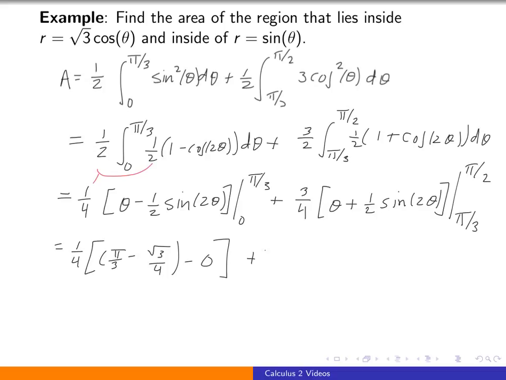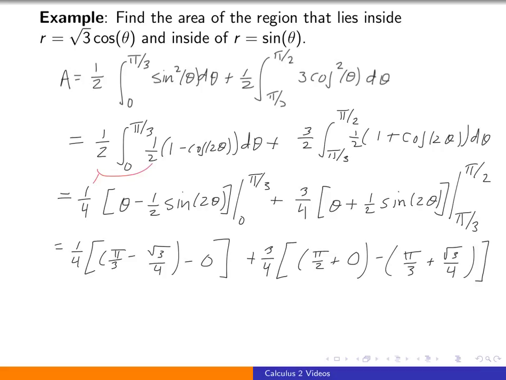So we go ahead and plug in theta equals pi over 2. So pi over 2 plus 1/2 sine of 2 times pi over 2, which would be sine of pi, which is 0. Then we subtract away what we get when we plug in pi over 3. As mentioned a moment ago, sine of 2 pi over 3 is root 3 over 2, times 1/2 would make that root 3 over 4.